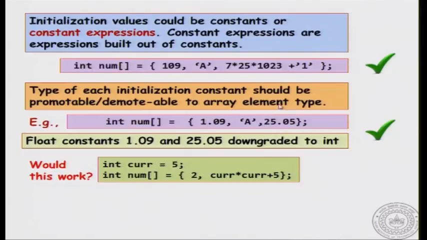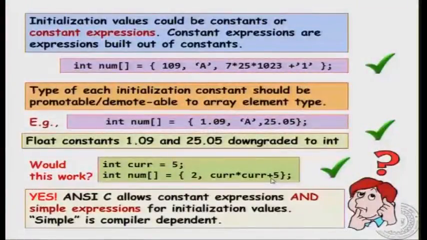Okay. Now these are about constant expressions. What about expressions involving variables when we initialize an array? So can we do something like this? int curr equal to 5, and then the num array is initialized with 2 comma curr * curr + 5. Okay. Will this work? The answer surprisingly is that it will work on most compilers.